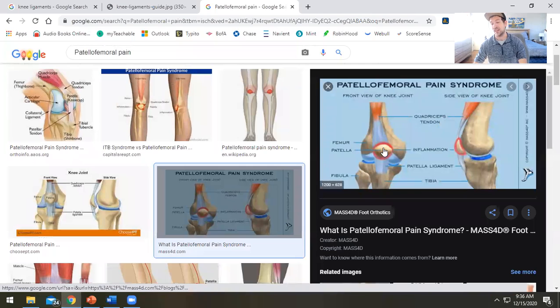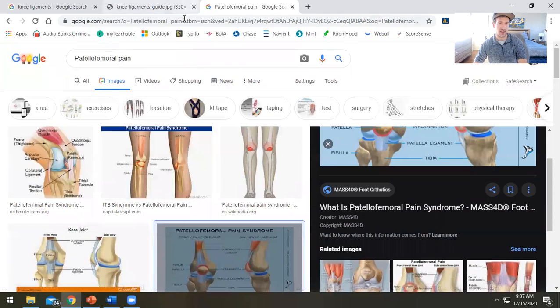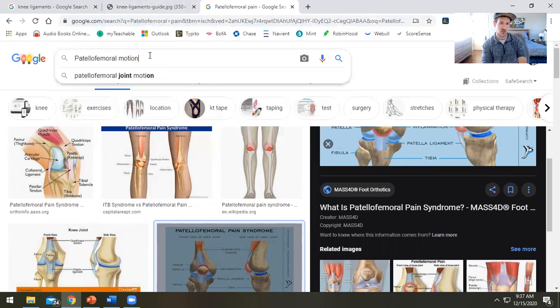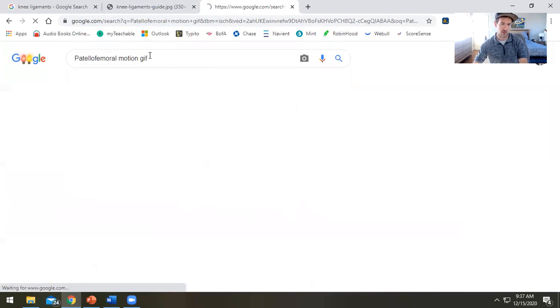And so this is often caused by poor patellar tracking. What you'll see is the kneecap will either grind, as it's supposed to be able to travel up this condyle. Like if we look at patellofemoral motion, give me a GIF, hook me up.